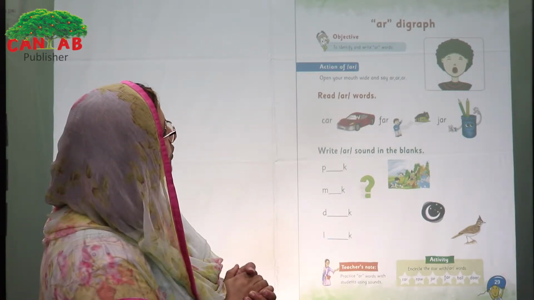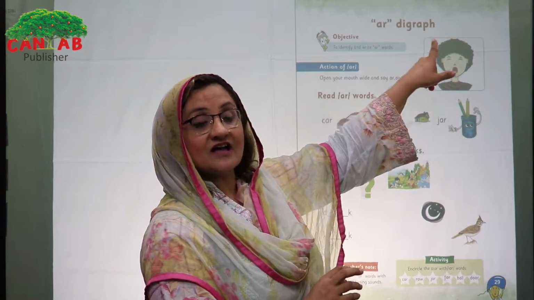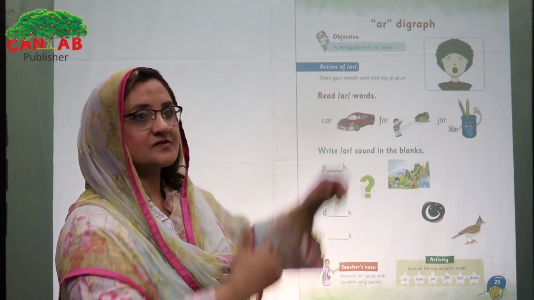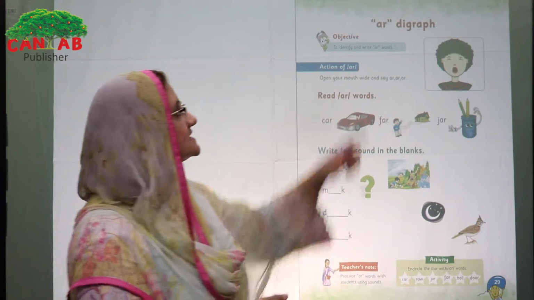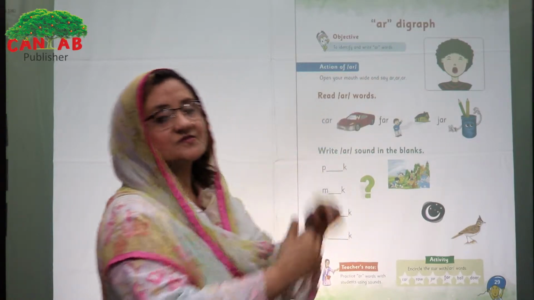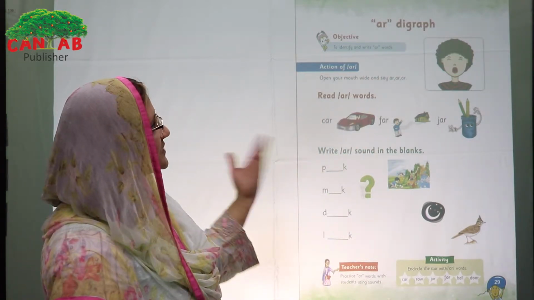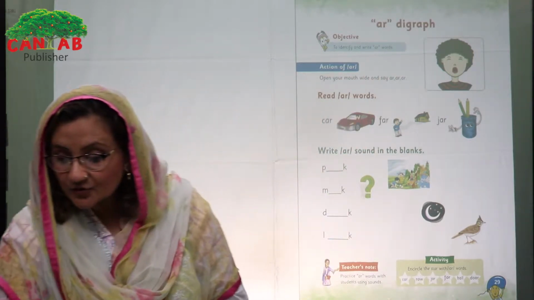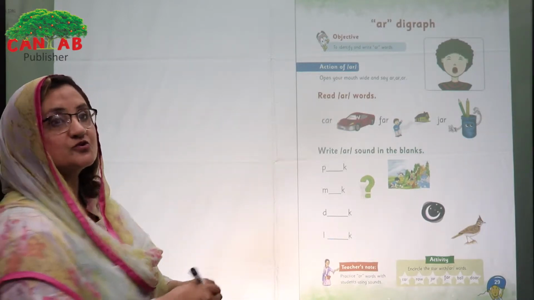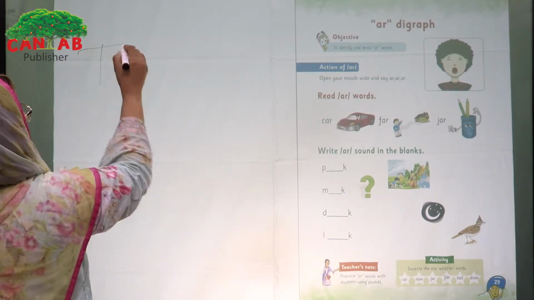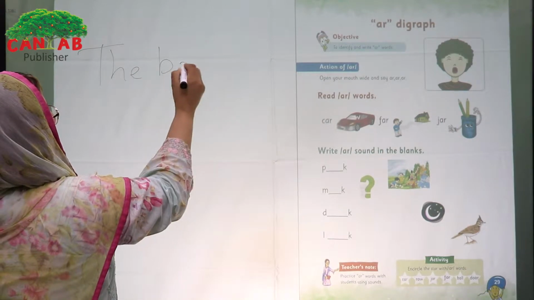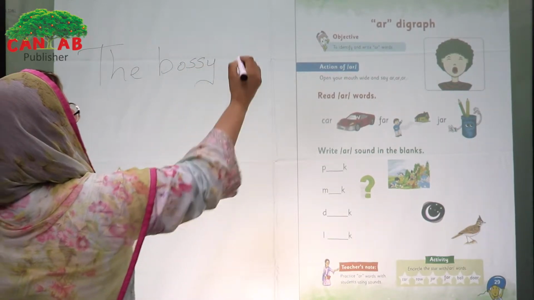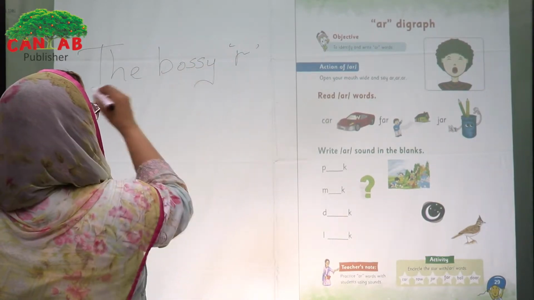And there is another digraph, our digraph. This is our digraph. Okay, to begin this topic, what we are going to do, or we should introduce, is the bossy R.